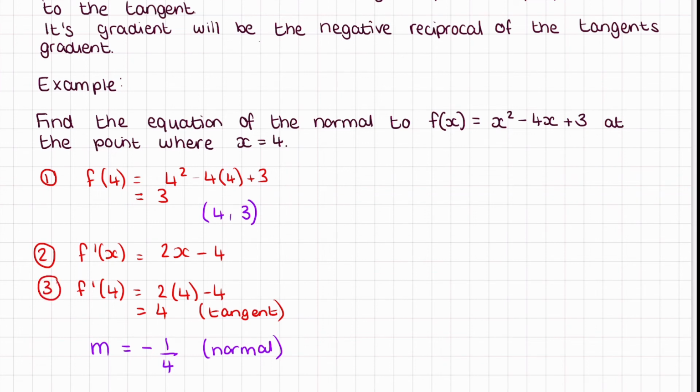And then the final step is to put it all into the equation. We'll have y minus y1, which is 3, equals our gradient, negative 1/4, multiplied by x minus x1, which was 4. And once again, there we have our solution.